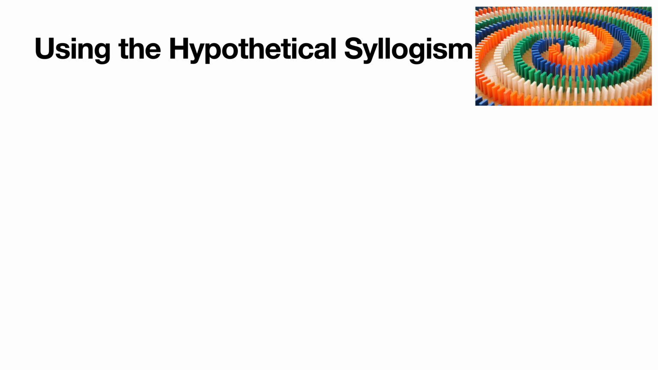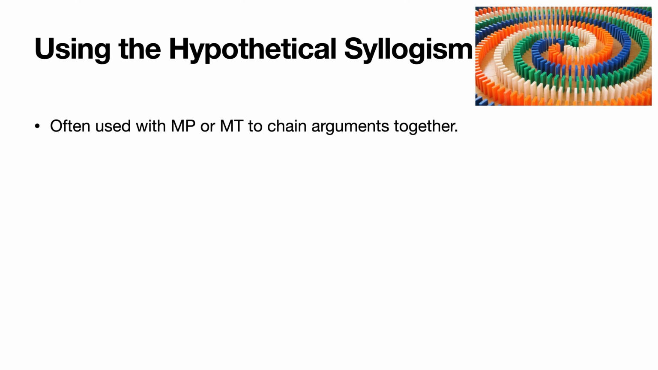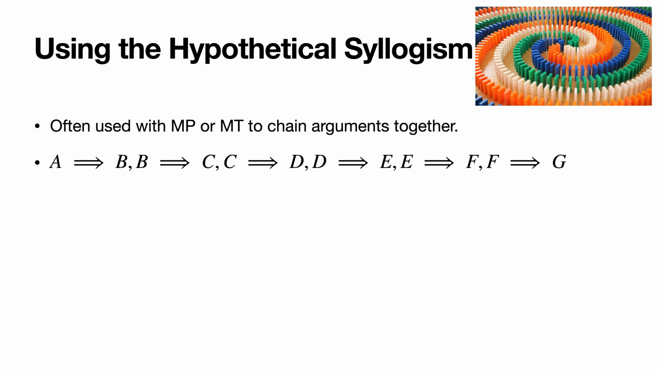One of the things to mention is the hypothetical syllogism is often combined with modus ponens or modus tollens to chain a bunch of different premises together. The hypothetical syllogism is like a long chain of arguments placed together such that if the premises are true, things down the line are true. So once you establish that first link, all the rest of them are true and you get to the end. So you have A implies B, B implies C, so on and so forth to get to G. You hit A, boom, they all knock down, and you get G.